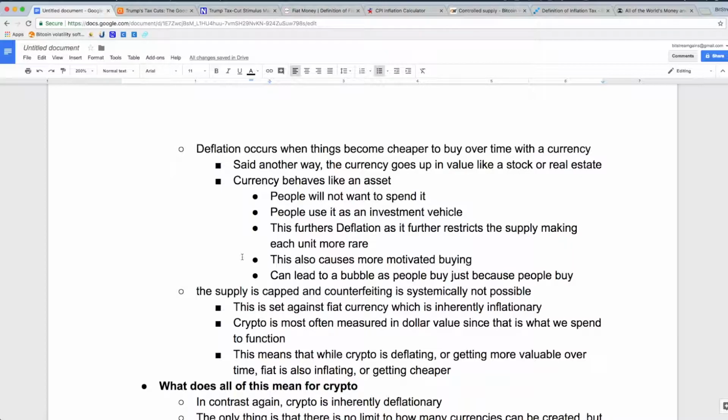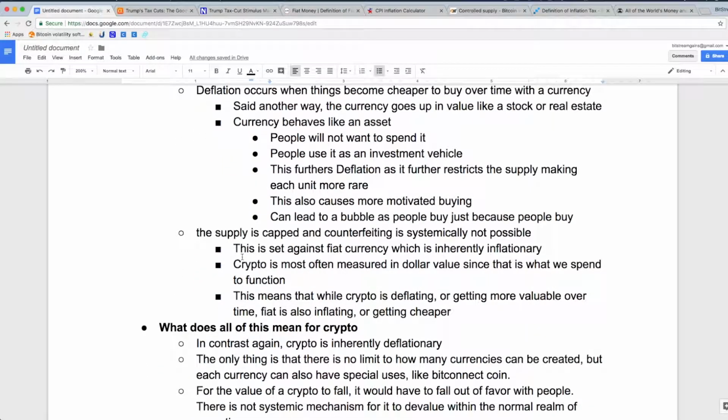The fact that we've had more than one bubble in Bitcoin already is pretty good, actually. I think it's good because it just shows that even though we've already had bubbles, people still keep coming back to it. The supply is capped, and counterfeiting is systematically virtually impossible.